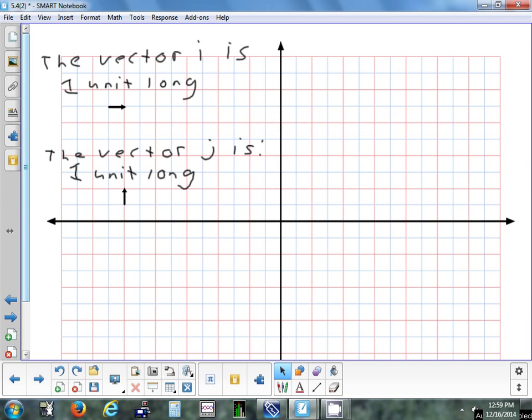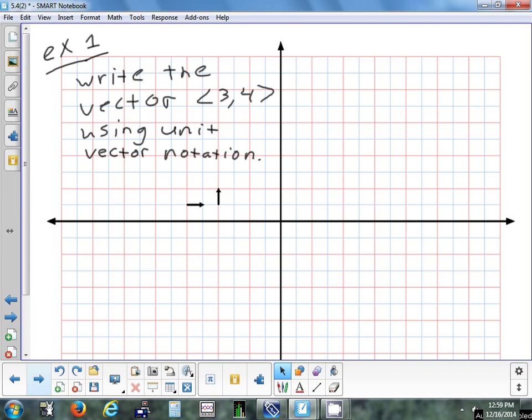All right, so we're going to take these i's and j's and let's stack them together and see if we can make the vector <3, 4>. All right, so <3, 4> would be right there. So let's draw in our vector. You know what? Let me make it a different color so you can see the arrowhead. So there's our vector. Now I'm going to try to start stacking i's and j's together till I get to that point. Okay, so let's start with the i's. You know what? Let's do those in green.